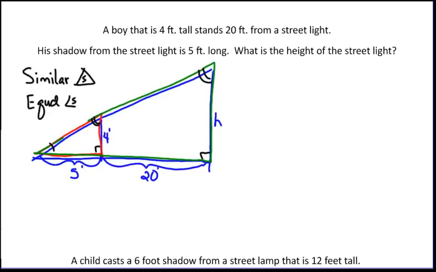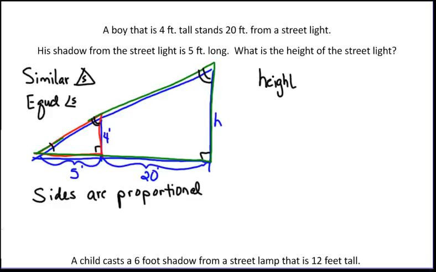So these are similar triangles, which means that their sides are proportional. We will use this idea to set up a proportion. First of all, we've got their heights. That will be the first fraction in our proportion. Then we will have the long legs of each triangle.